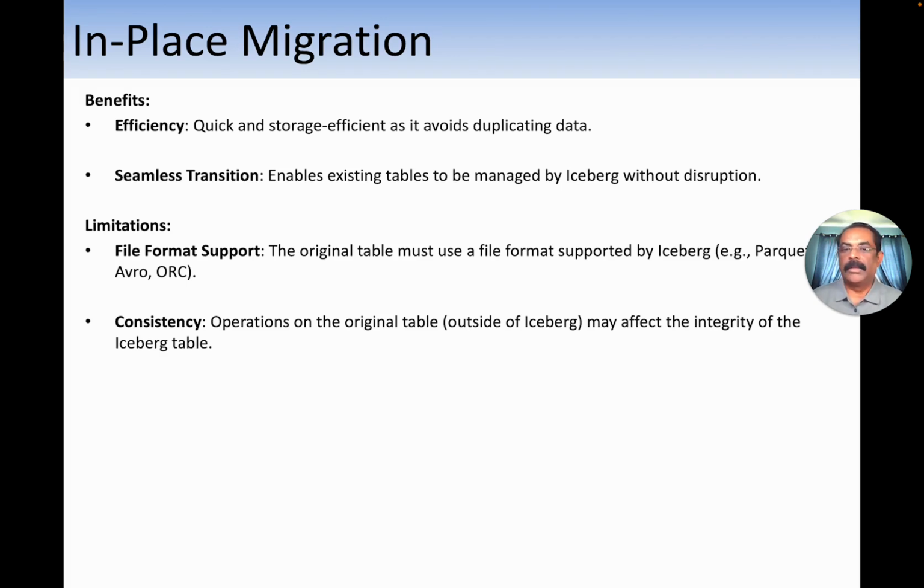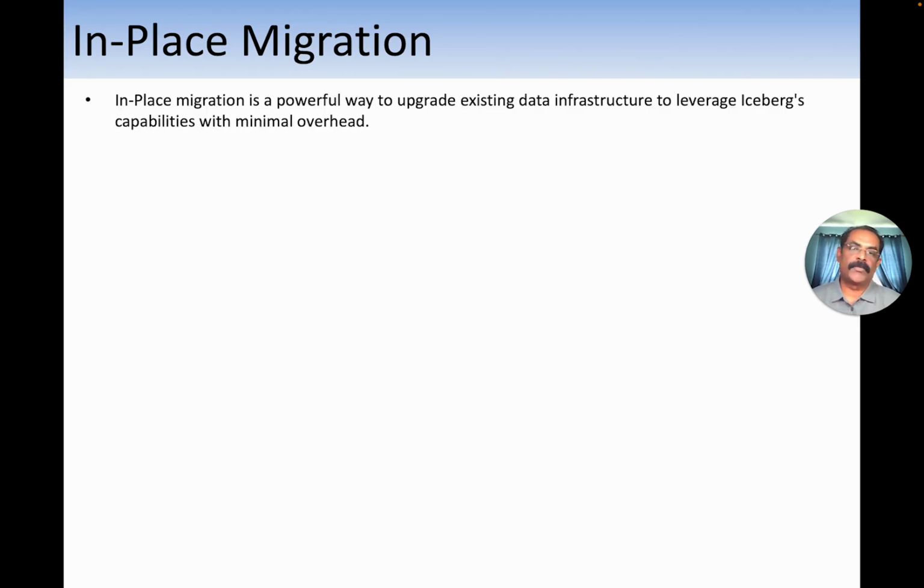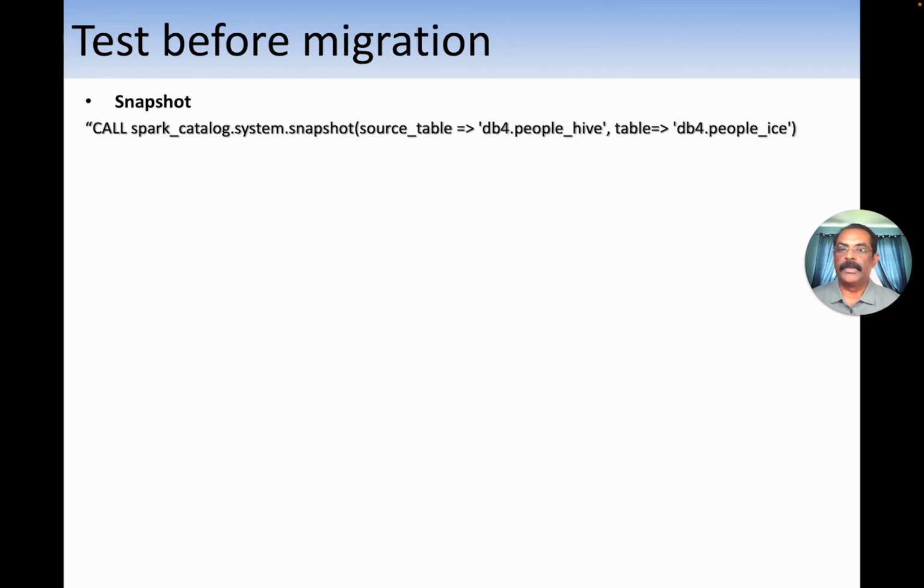However, if the data is continuously coming, like a streaming application, then I don't recommend, or nobody recommends, in-place migration. Then we have to do a different approach. I will upload another video for that, where you do partition by partition migration. Okay. So in-place migration is a powerful way to upgrade existing data infrastructure to leverage Iceberg capabilities with minimal overhead, right?